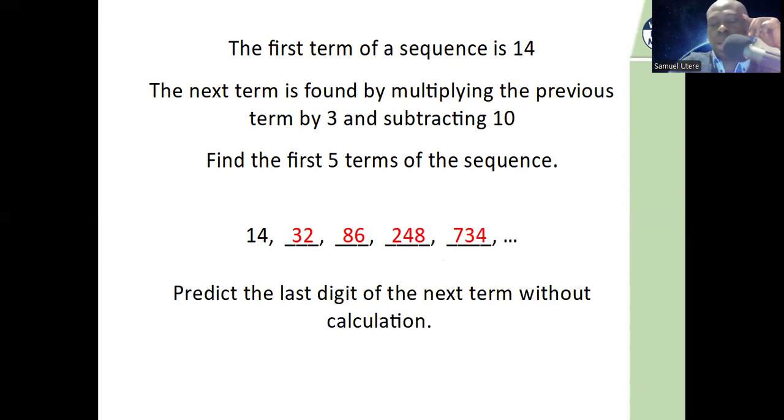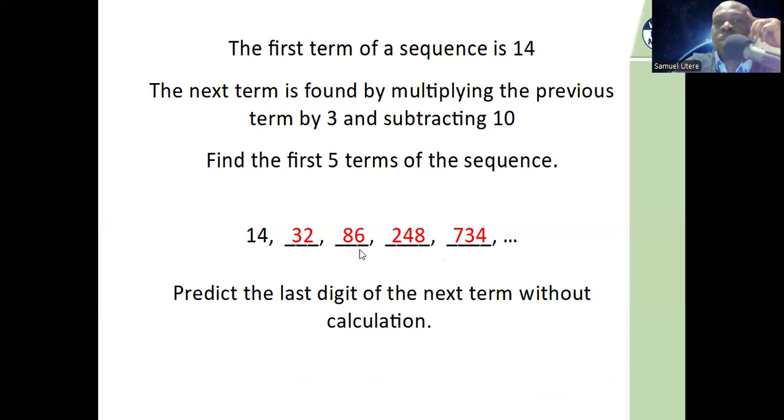You may then be asked, predict the last digit of the next term without calculation. These are the sort of questions we get. When you're generating each term of the sequence by following the rule that was given to you, note that I've introduced the word rule, which is another way of describing the sequence. The rule is you generate the next term by multiplying the previous term by 3 and subtracting 10, and the first term given was 14.